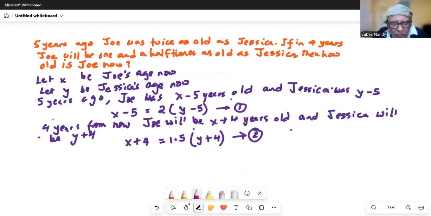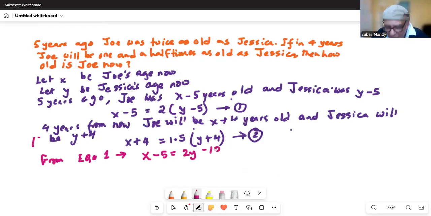So let's distribute the 2. From equation 1, we get x minus 5 is equal to, I'm distributing the 2 on the right hand side. Distribute means multiplication. So 2 times y minus 10. And now I divide by 2 on both sides. Why do you divide by 2? Because the coefficient of y is 2, and I want to find the relationship between x and y from this.